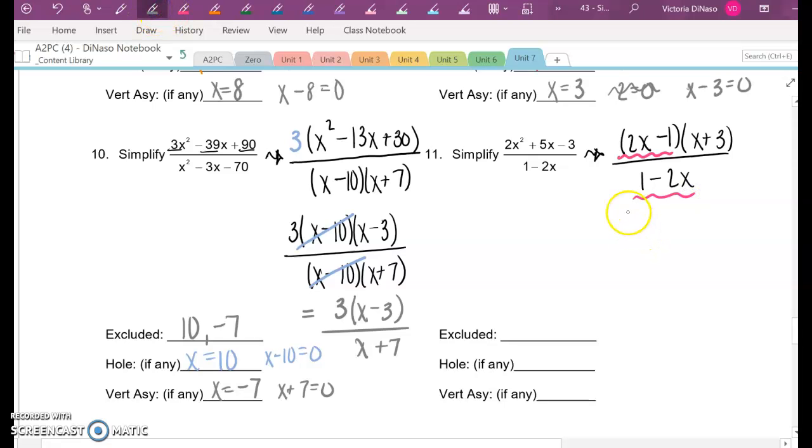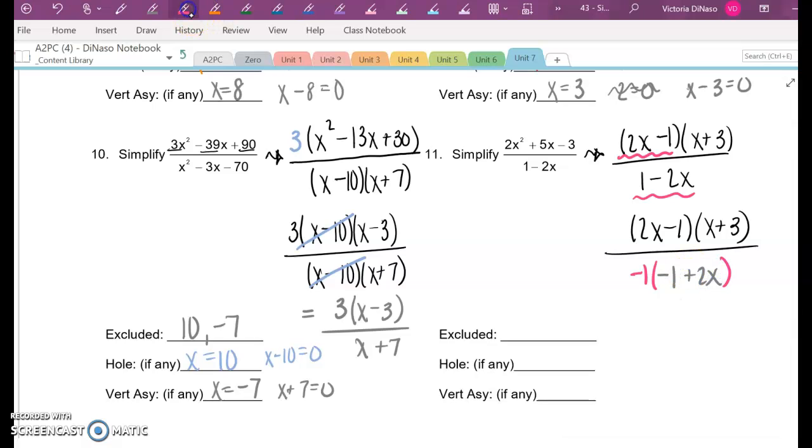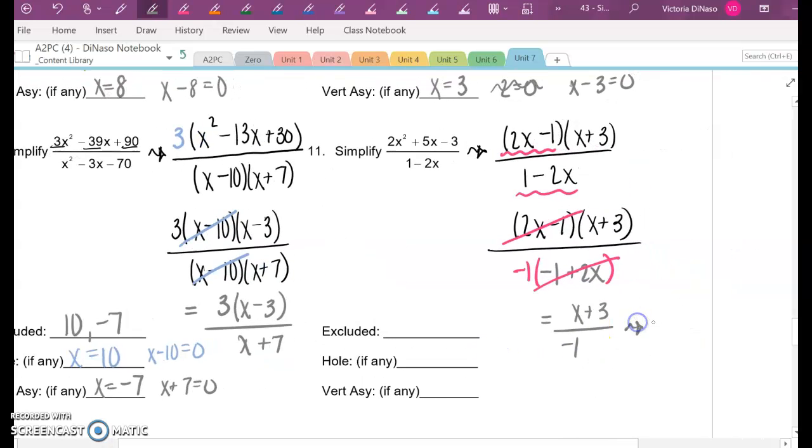So I'm going to keep my numerator exactly the same. So we have 2x minus 1 times x plus 3. In my denominator, I'm going to pull out a negative 1, and this is going to change. So we have negative 1 times negative 1 plus 2x. Since they're opposites, you're able to cancel. And you're left with a simplified version of x plus 3 over negative 1, which you can also write as negative 1 times x plus 3. A little bit different, you can also have negative x minus 3. That's also the same thing.